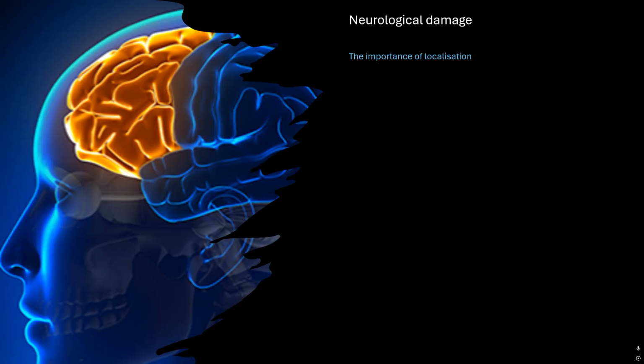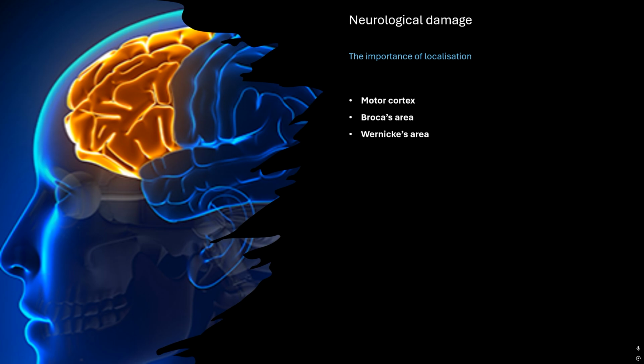Neurological damage really helps us to focus in on the importance of understanding localization when it comes to the brain. So localization of function means that specific areas of the brain are responsible for particular behaviors or processes. So for example, our motor cortex controlling our voluntary movement, Broca's area again speech production, Wernicke's area again language comprehension. And damage to the frontal lobe, for example in the Phineas Gage case, showed personality and behavior can be linked directly to specific areas.